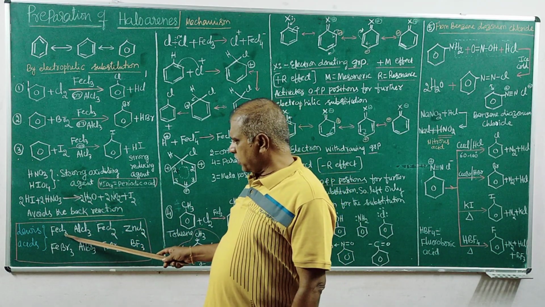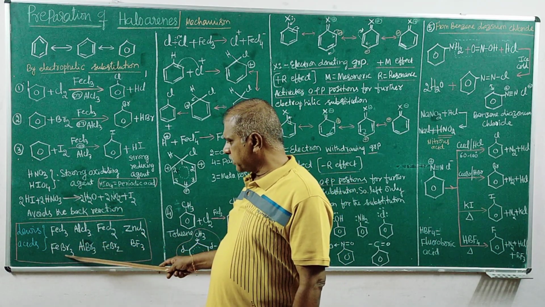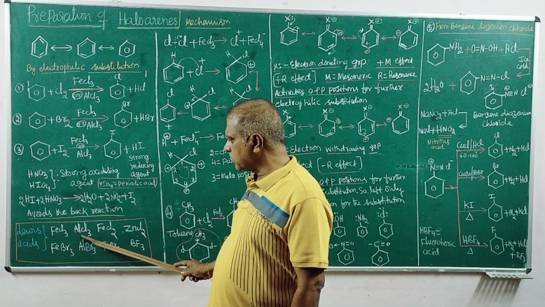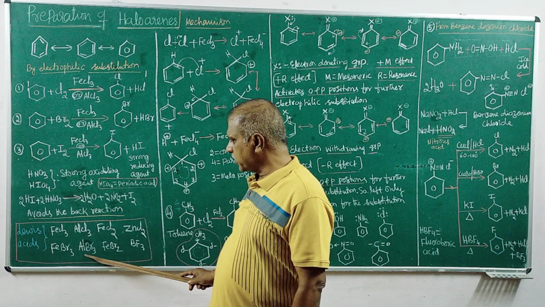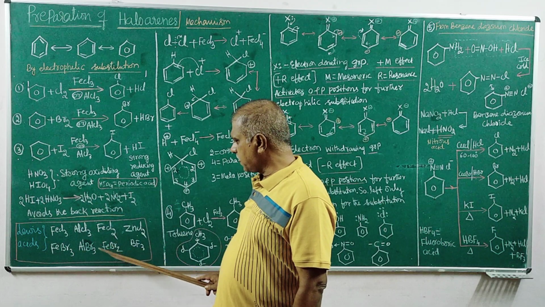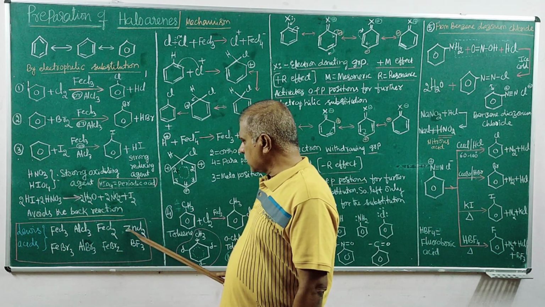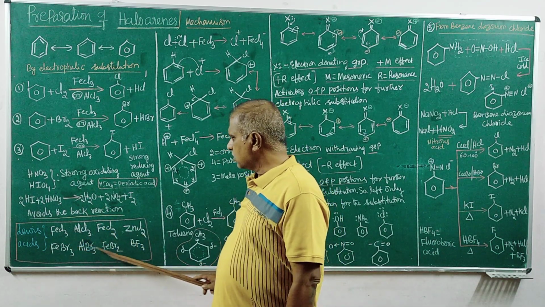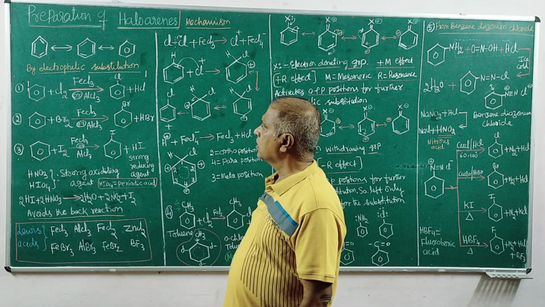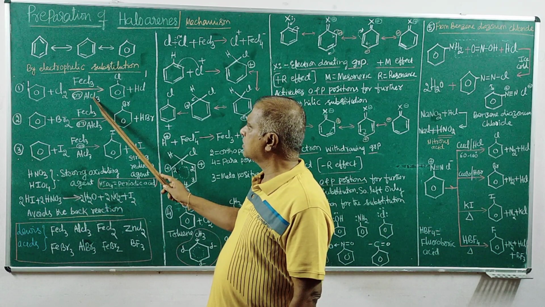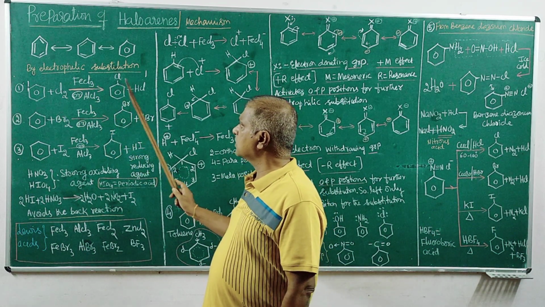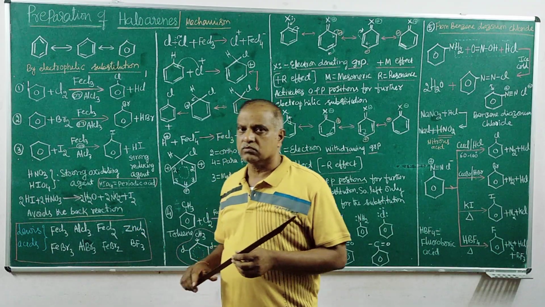Here ferric chloride, ferric bromide, aluminum halides (this is actually anhydrous aluminum chloride), anhydrous aluminum bromide, ferrous chloride, ferrous bromide, zinc chloride, boron trifluoride. All of them are Lewis acids. The purpose of this Lewis acid is to generate the electrophile, because the reaction is electrophilic substitution.